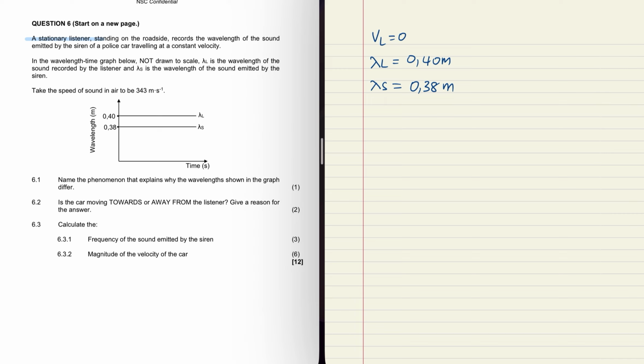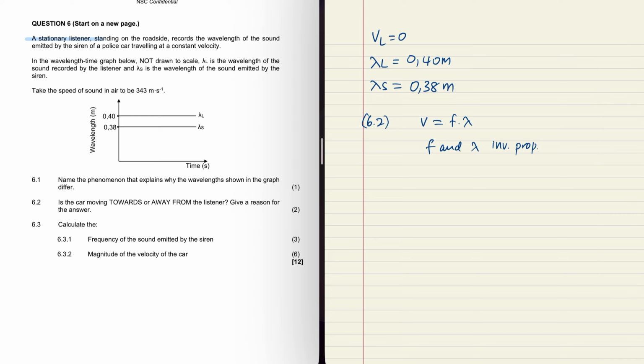Question 6.2. Is the car moving towards or away from the listener? Give a reason for the answer. Now, I'm going to use an equation to explain this. The equation is V is equal to F times lambda. V is the speed of sound in air, and it is a constant value. Because it is a constant value, it means that F and lambda are inversely proportional.